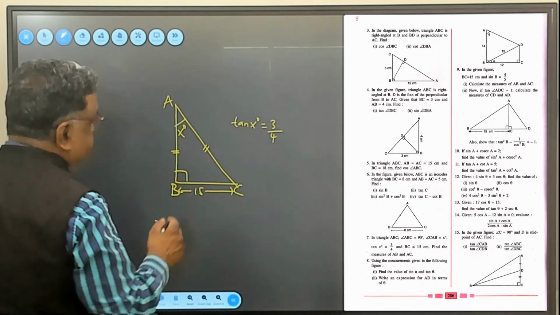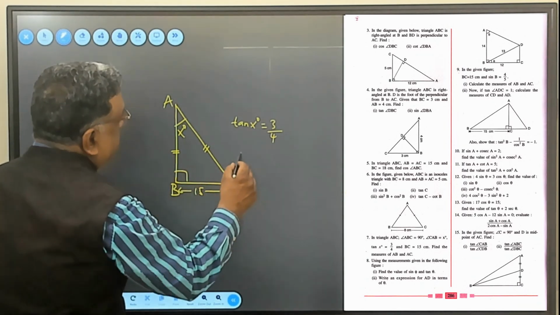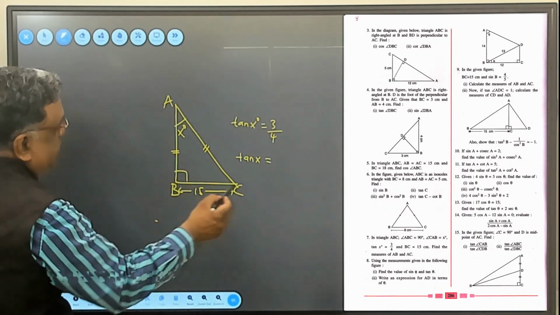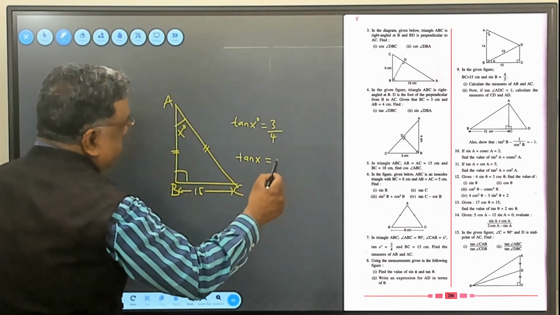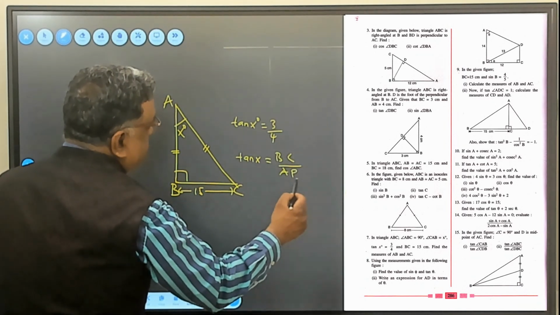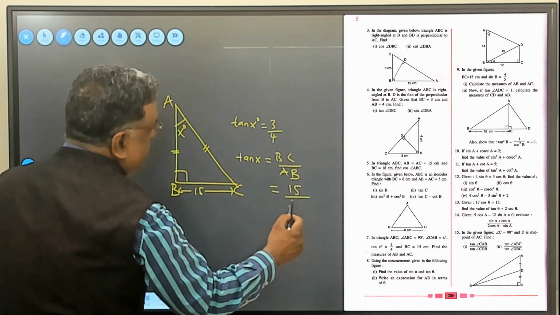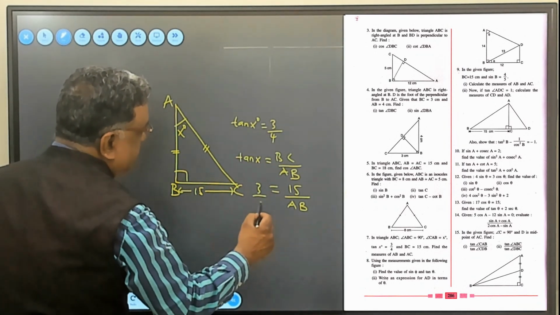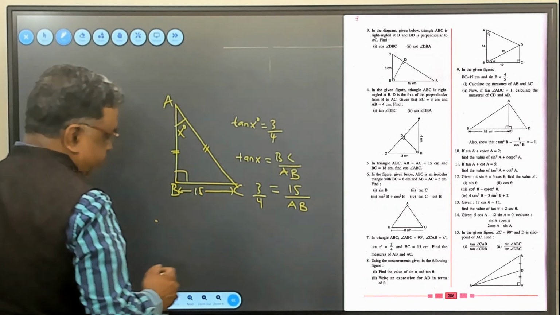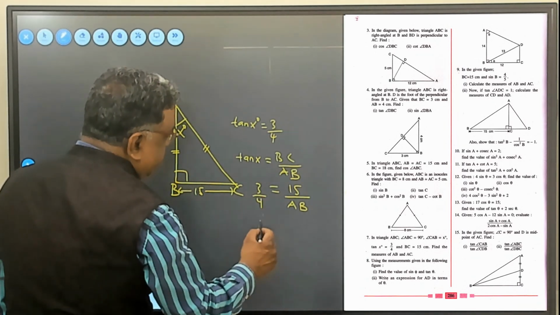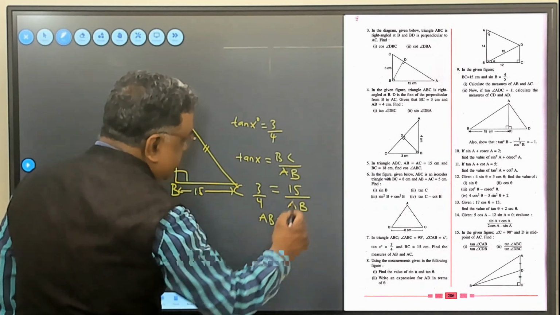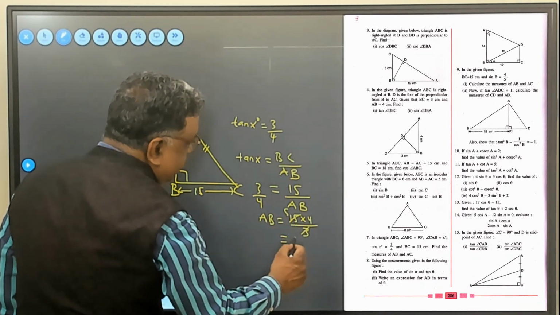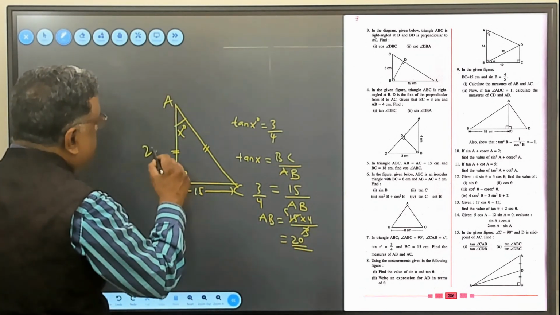Now tan x by definition is opposite upon adjacent, which is BC upon AB. BC is 15, AB we don't know, right? But this ratio has been given, tan x as 3 by 4, so I can put 3 by 4 here. Correct? Which means AB, if I take it here and this there, is 15 into 4 upon 3. This gets cancelled, so AB becomes 20. So I could find this as 20 centimeters.